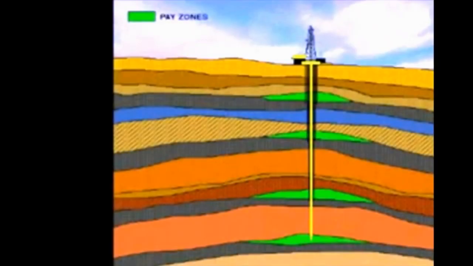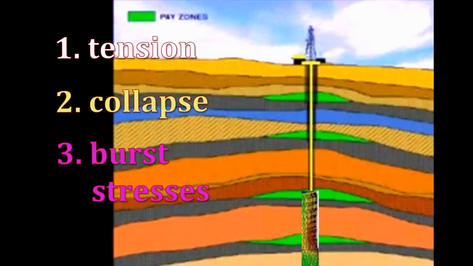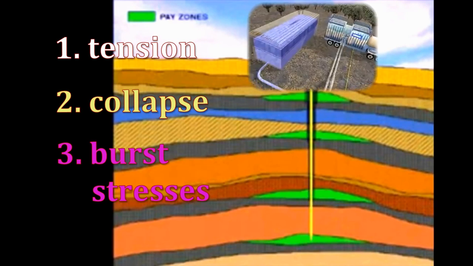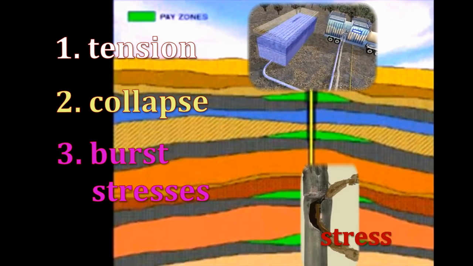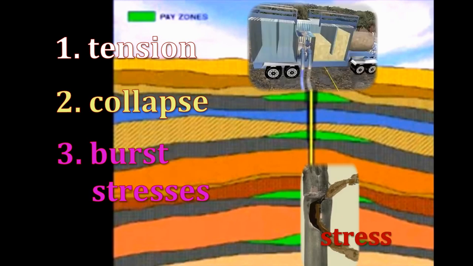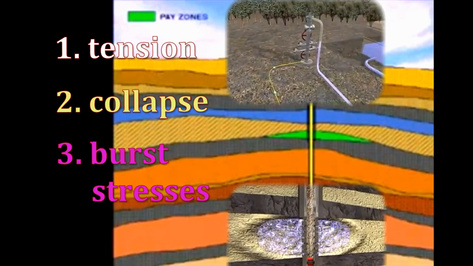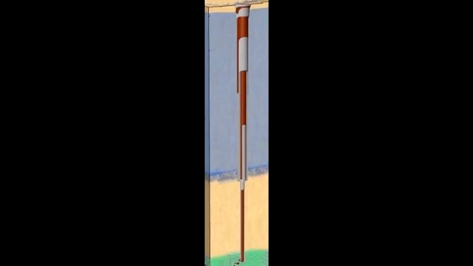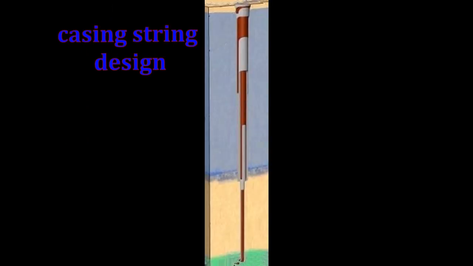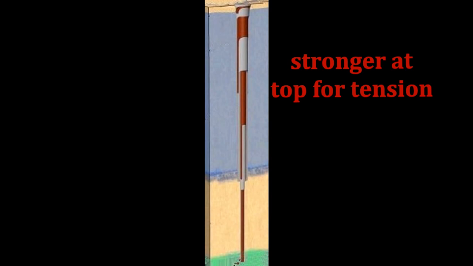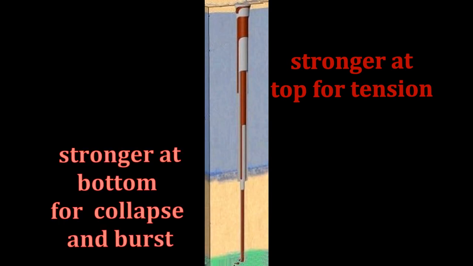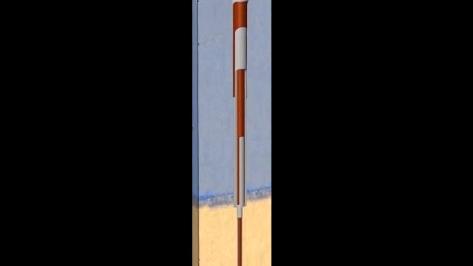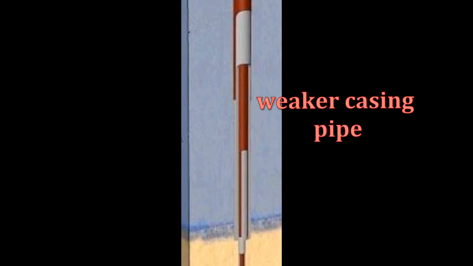Third are burst stresses. Like collapse, these stresses are concentrated at the bottom of the hole. Critical time for burst stress is in pumping operations at the beginning of a cement job and during a fracture treatment or stimulation. The entire string is designed to be stronger at the top for tension and at the bottom for collapse and burst. The weaker casing pipe is usually in the middle of the string.